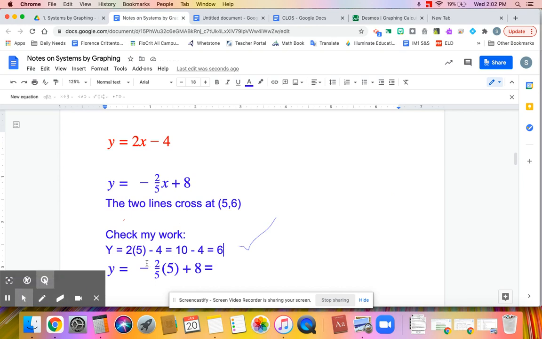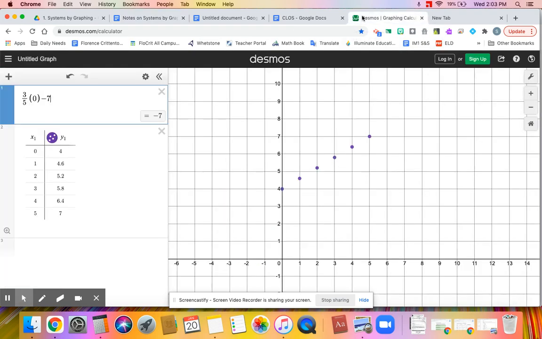Then here, if I do negative 2/5 times 5, well, the bottoms cancel, so then I'm just left with negative 2, and then I need to add 8 to that. And negative 2 plus 8 is also 6. So this one also checks out. So I know I'm right because in both my equations, when I plugged in my 5, I got the answer of 6, which was our goal, to find the point that's on both lines.